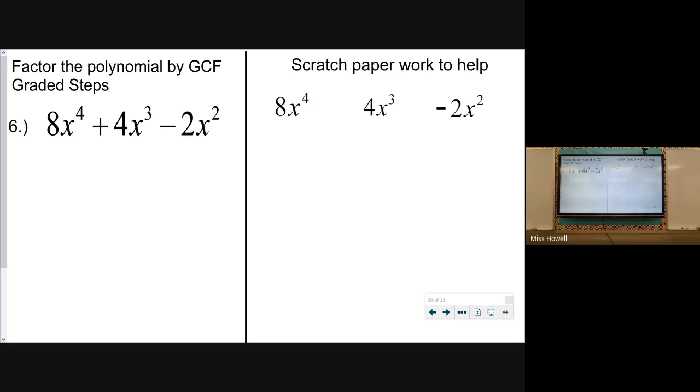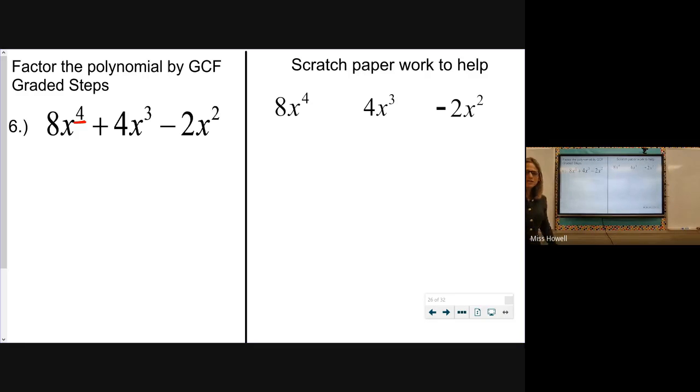All right, number 6. We have a quartic trinomial because we have a degree of 4 and we have 3 individual terms, and we want to factor it by GCF. 8, 4, and negative 2. Again, they're not all negative, so we can't pull the negative out.